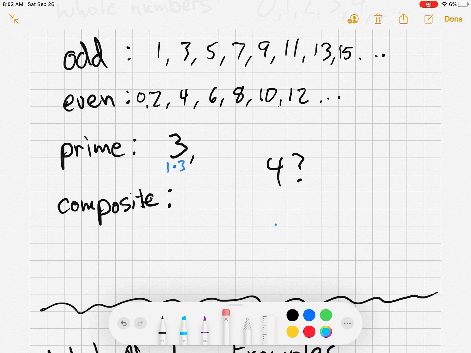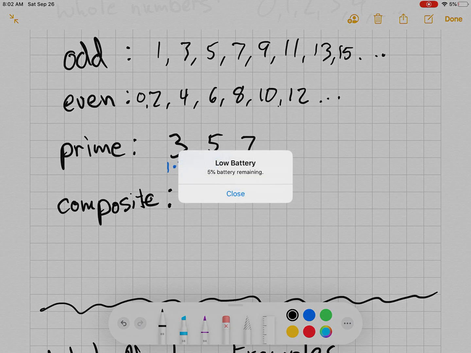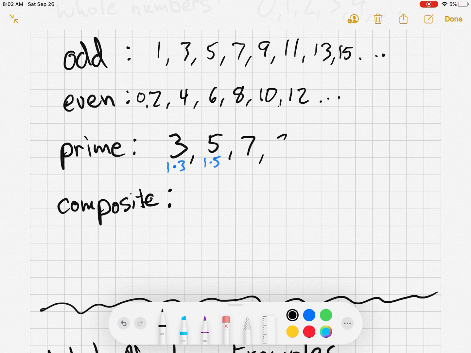So 4 doesn't work, and let's try our next one, 5. 5 works because it'd be 1 times 5, right? That's it. There are no other numbers that work for it. 7 would be another prime number. 9 is not, because of 3 times 3, right? 3 times 3.